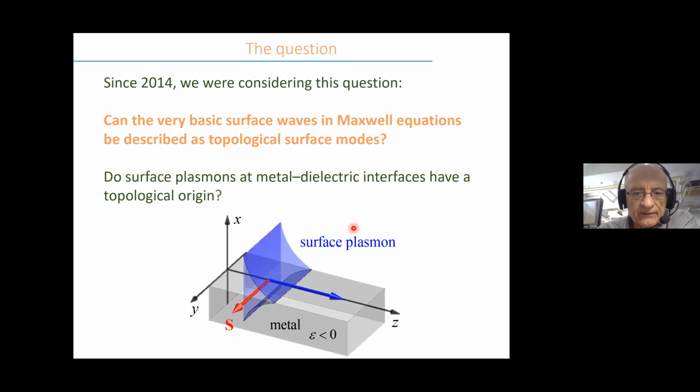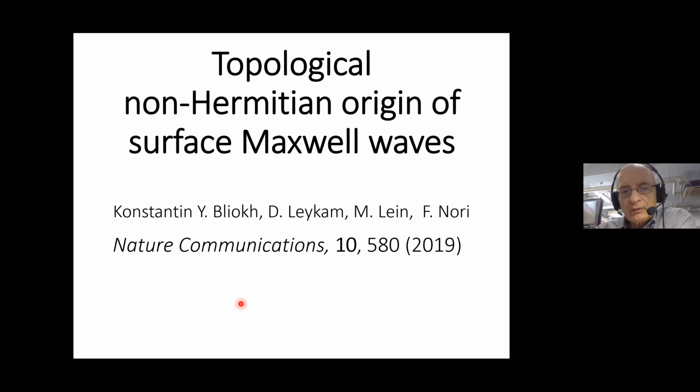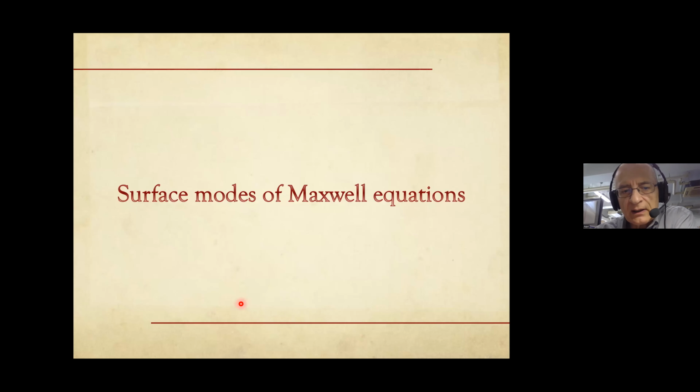Can these very basic surface waves in Maxwell equations be described as topological surface modes? Do surface plasmons have a topological origin? So we have metal here, and the vacuum, and this longitudinal mode, momentum, and transverse one. So we're looking at this work here, topological non-Hermitian origin of surface Maxwell waves. And then the surface modes of the Maxwell equations are shown here.